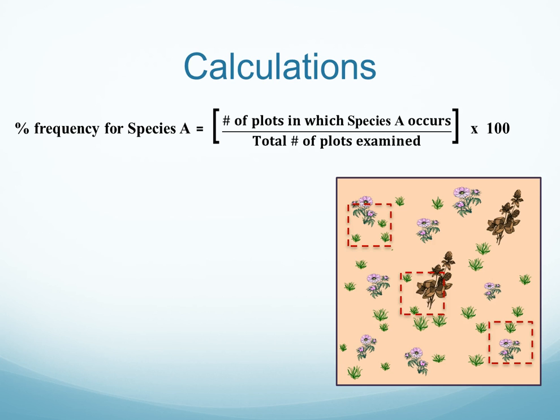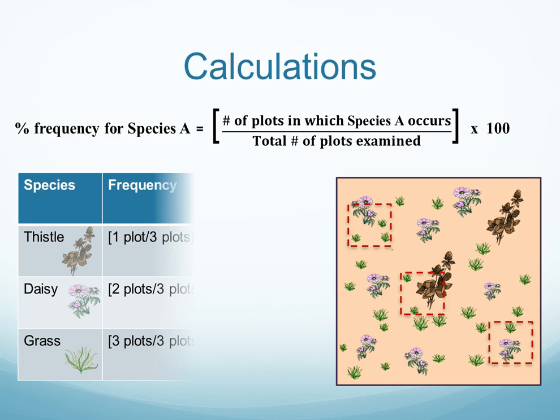So let's look at this graphical illustration showing three different plant species. There's a grass, a daisy, and a thistle. And there are three different quadrats that are located in this macro plot of vegetation.